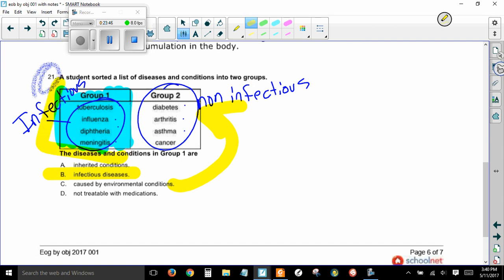These are infectious, and these are non-infectious. Okay? So make sure you know the difference for the test. Even if you didn't recognize meningitis or diphtheria or tuberculosis, you should have recognized influenza as the flu, and you certainly should have recognized that diabetes, arthritis, asthma, cancer, these are non-infectious. And if these are the non-infectious ones, then these have to be the infectious ones. That's why they give you this title up here that is a sorted list of diseases. Okay? Use the information they give you.